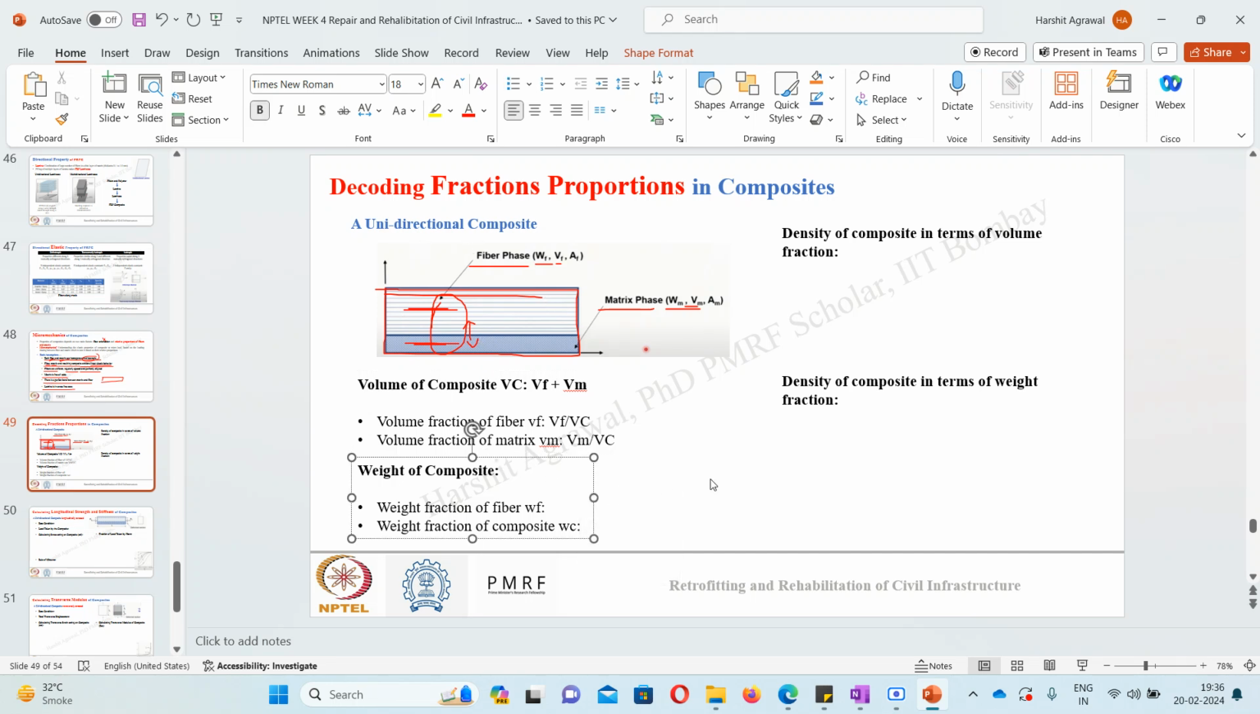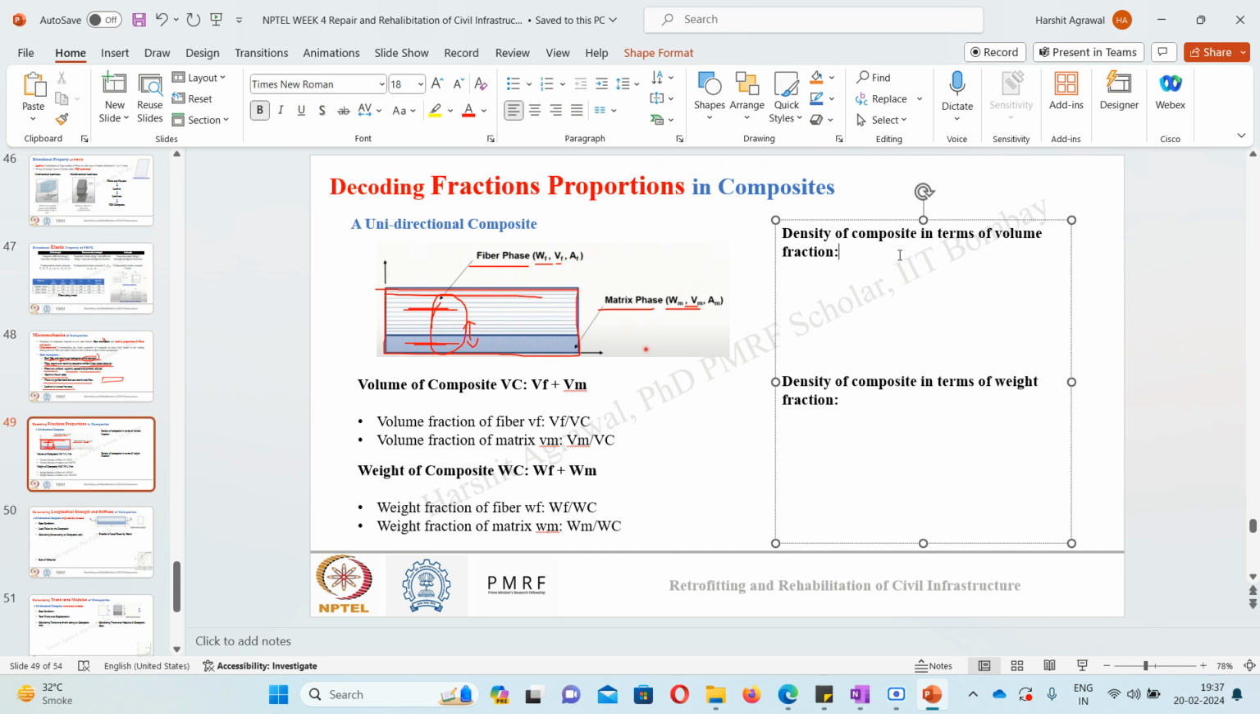Similarly, I can write the weight of composite. My total weight of composite, I will write as Wc, since there are no air voids, so it is only fiber and matrix. So it will be nothing but Wf plus Wm. And I can write weight fraction of fiber, Wf, as my weight of fiber upon total weight of composite. And my weight fraction of matrix will be nothing but weight of matrix upon total weight of composite. So this is how I compute the volume fraction and the weight fraction. Very simple, knowing the weights.